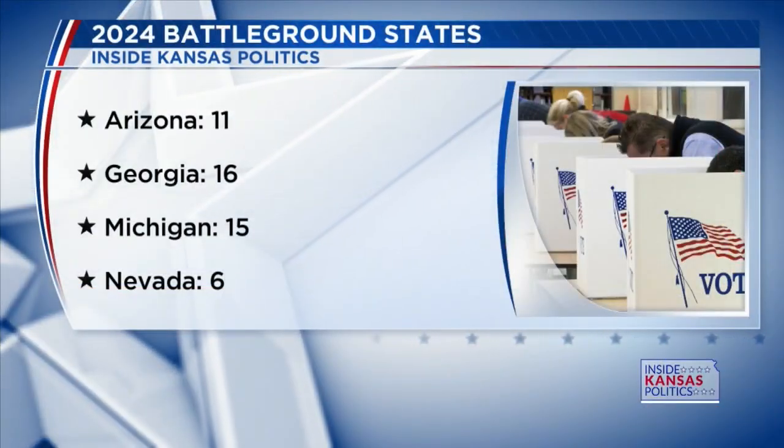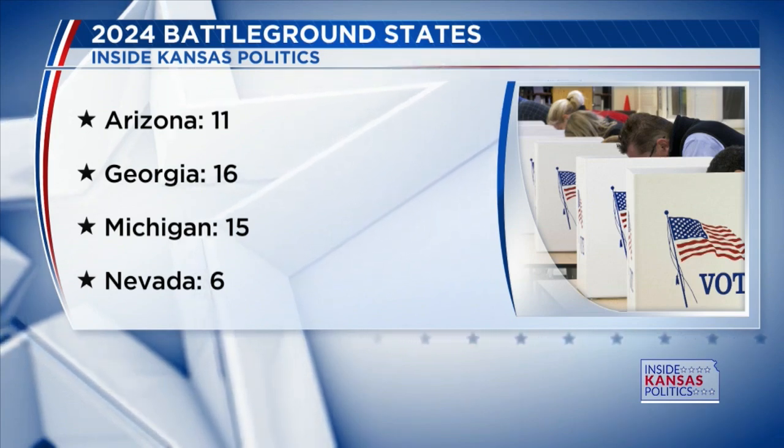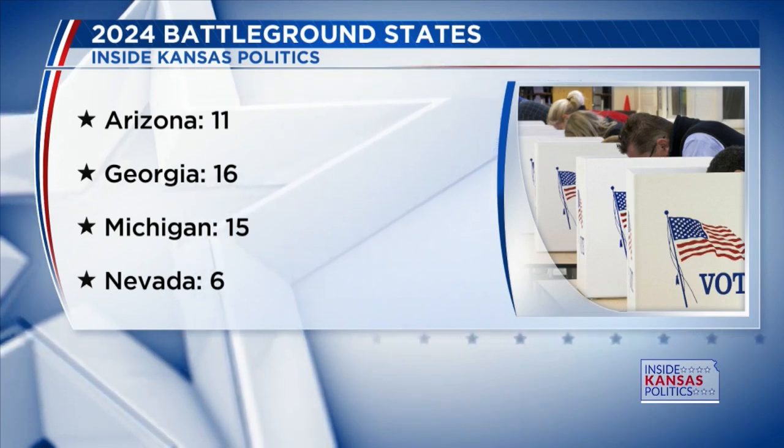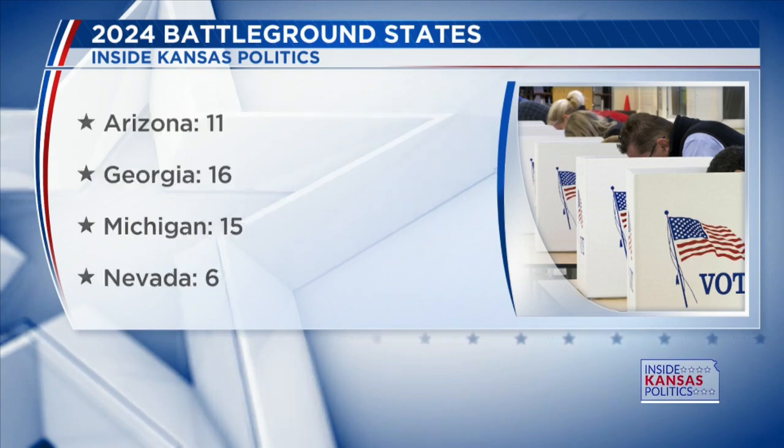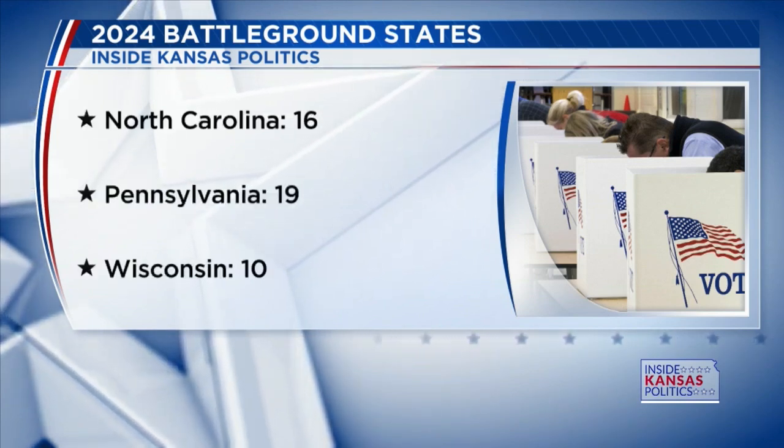Taking a look at this graphic, we have Arizona, 11 Electoral College votes there. Then we have Georgia, 16 Electoral College votes, Michigan, 15, Nevada, 6, North Carolina, 16, Pennsylvania, 19, and Wisconsin, 10.